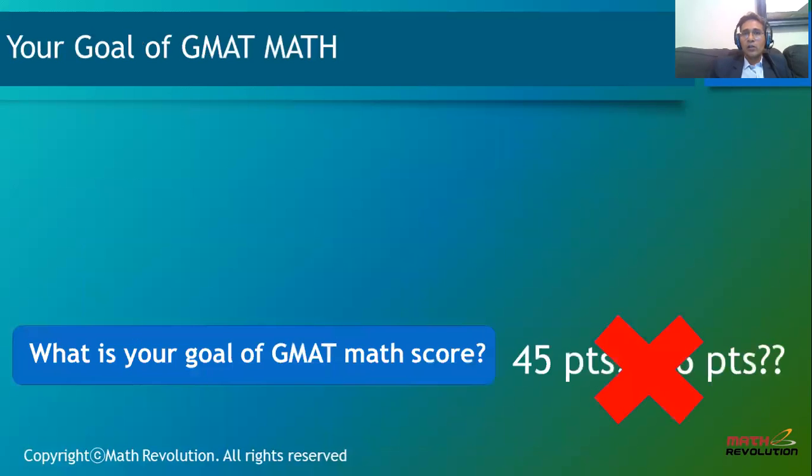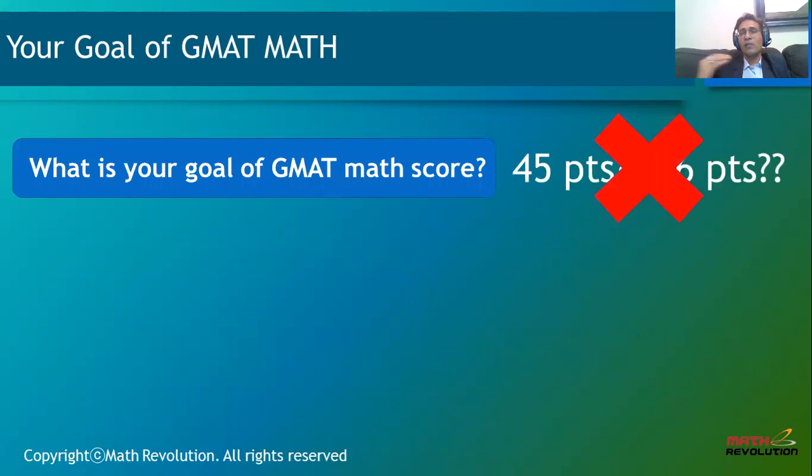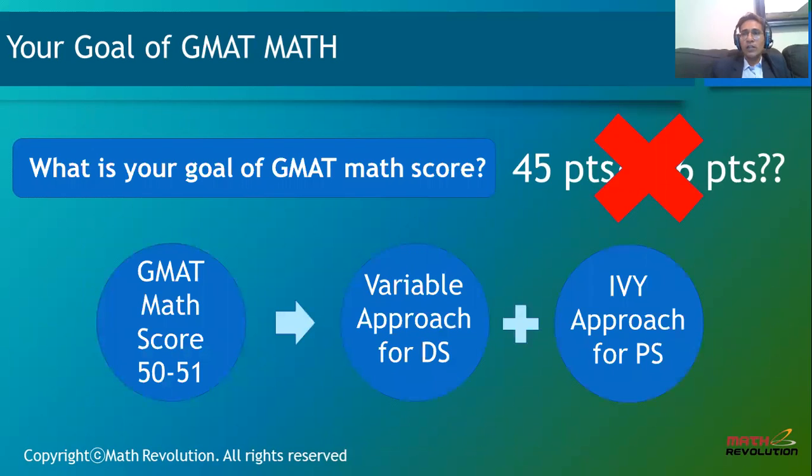The goal of GMAT math is the same as what every GMAT test taker has. No one wants to be just satisfied with a score of Q45 or less. So what can make your score rise to 49 or 50? That is where we have come up with our unique approaches, which are the variable approach for DS, something I always talk about, and the IV approach for PS.